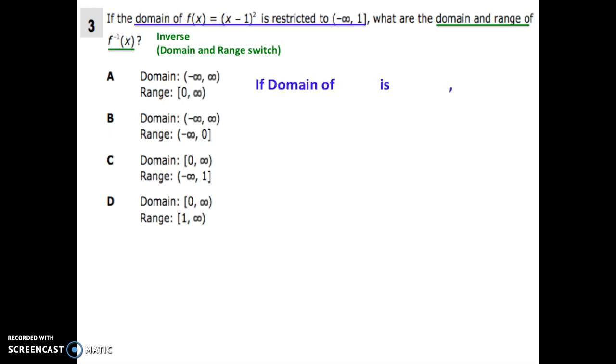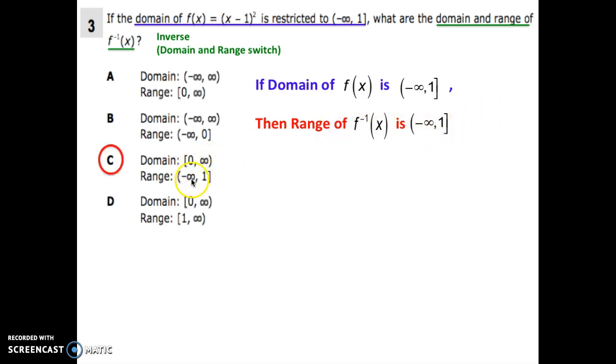switch. So if we're given the domain of f of x is negative infinity to 1, that tells me that the range of f inverse, so f negative 1 of x, is also going to be negative infinity to 1. So the only answer choice that fits is answer choice C. That's the only one that has the correct range.